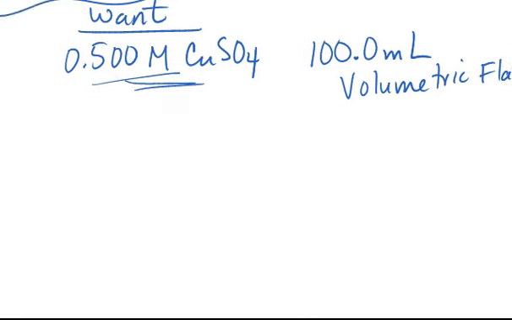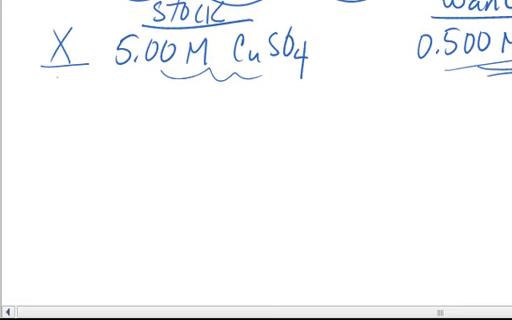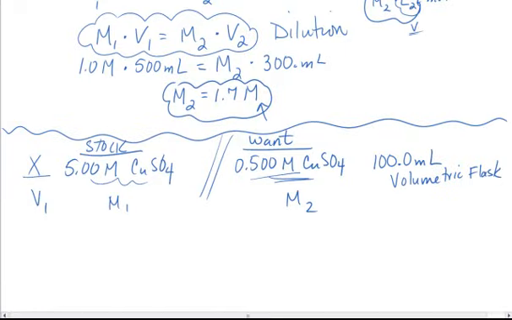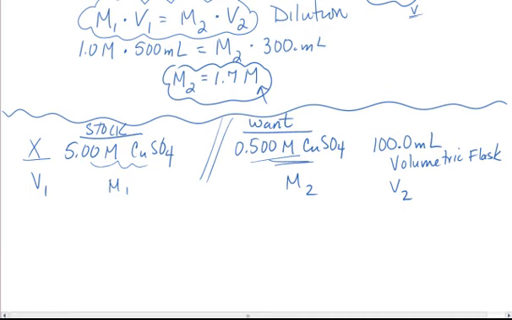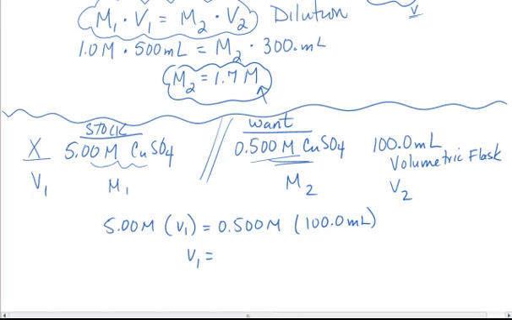What I need to find out is how much of this I need in order to make that side over there. So this is going to be my M1, my V1, my M2, and my V2. So let's set up a little math here and solve. 5.00 molar times this. Alright, so my volume of the concentrated solution, or the stock solution that I want to get, is going to be 10.0 milliliters. So now, what the heck do I do?